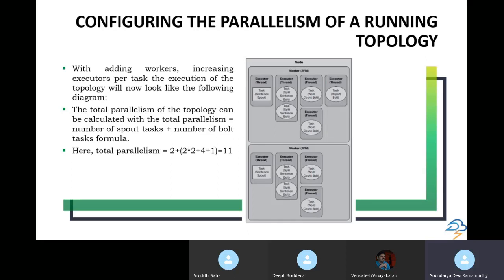Suppose we increase the parallelism in the topology by increasing the number of workers, and inside every worker increasing the number of executors for the spouts or bolts, and inside the executor we can increase the tasks also. Here, for the second bolt we are increasing the tasks, and then we are increasing the executors for the third one. To calculate the total parallelism inside the topology, we have a simple formula: the number of spout tasks plus the number of bolt tasks. That is simply counting the number of tasks inside the topology. If we count here, it is 11. It just gives the general idea of how much parallelism is happening.